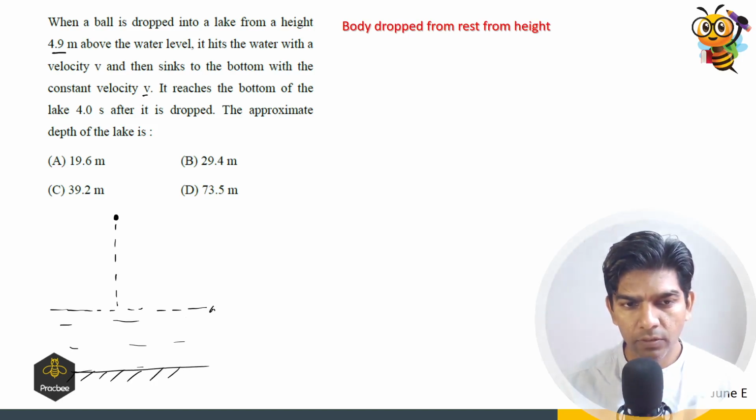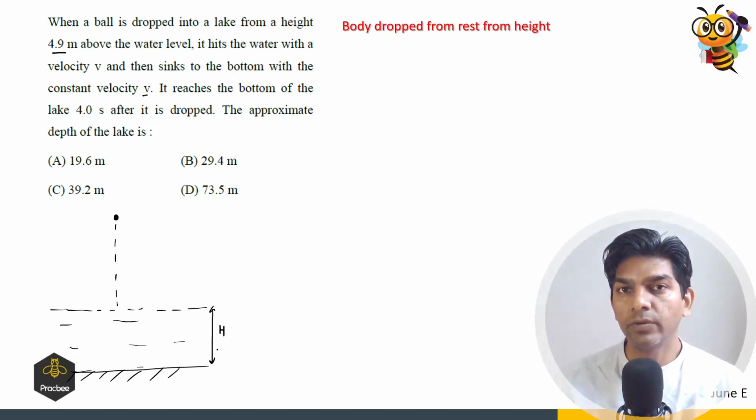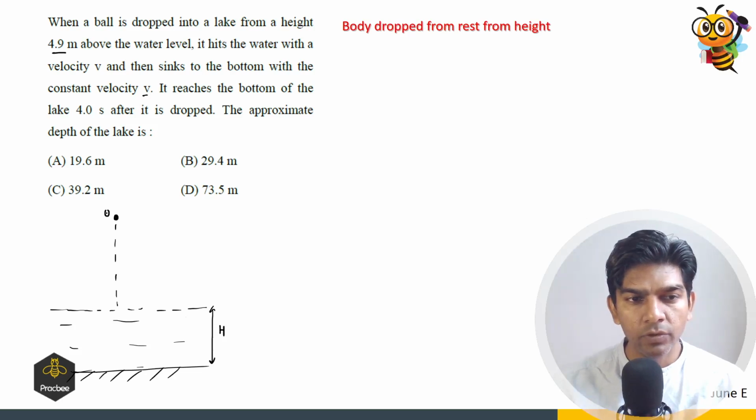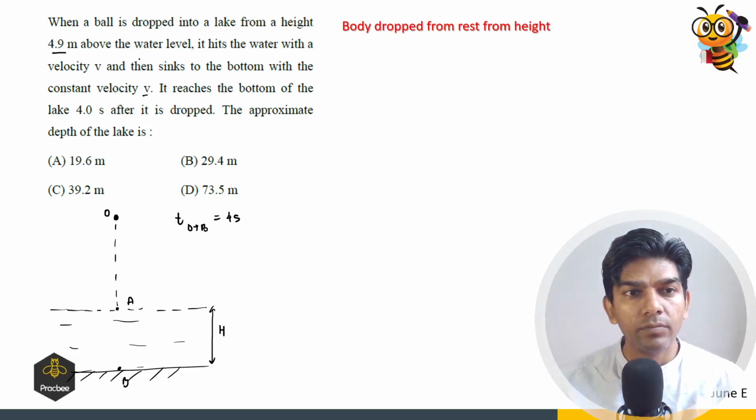Let us see. So we are dropping a ball, and this is the free surface of water, and this is the depth of the lake, the lake bed, and this depth is, say, capital H, and we have to find capital H. Let me call this point O, this point A, this point B, and the time from O to B is given as 4 seconds. And the height of the water level from the point where we are dropping the ball is 4.9 meters.